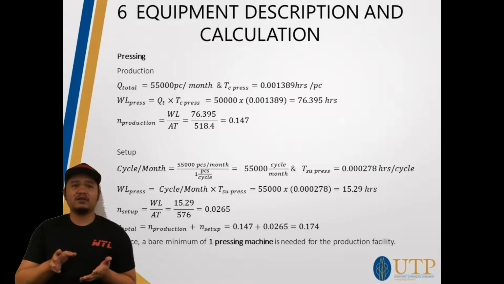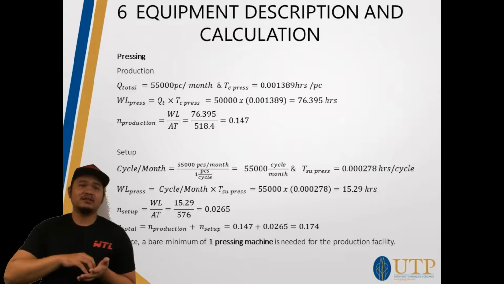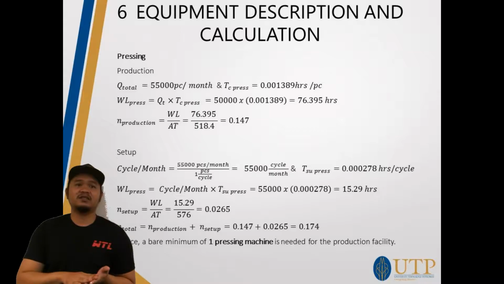Moving on, we calculate for pressing. Same as before. We can get the N production, which is 0.147, and N for setup is 0.0265. Then we total both of them, we can get 0.174. So we only need one pressing machine.